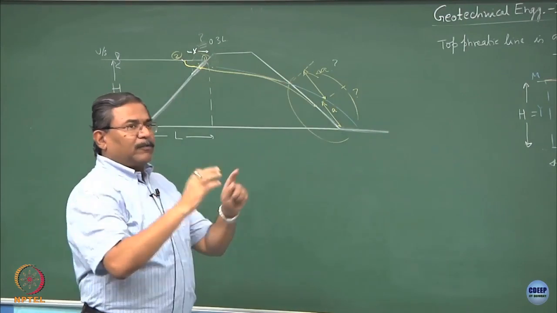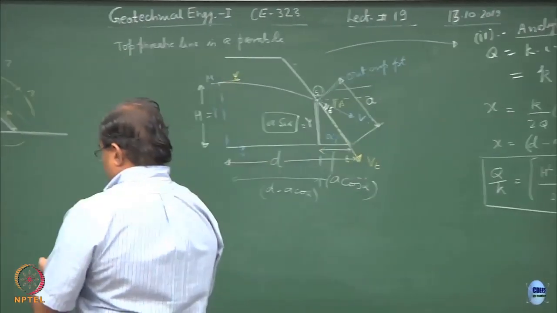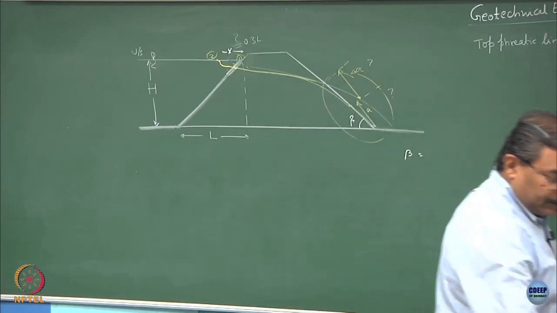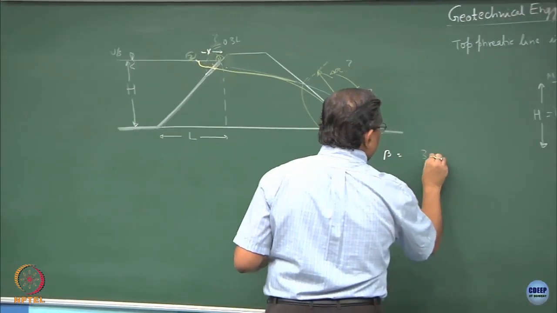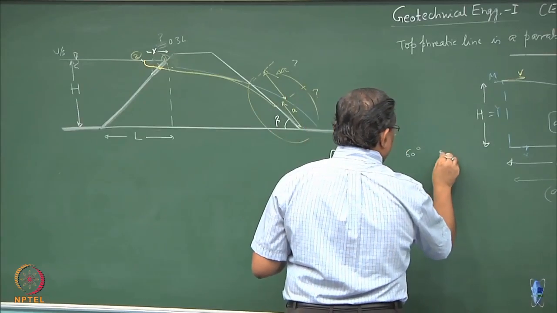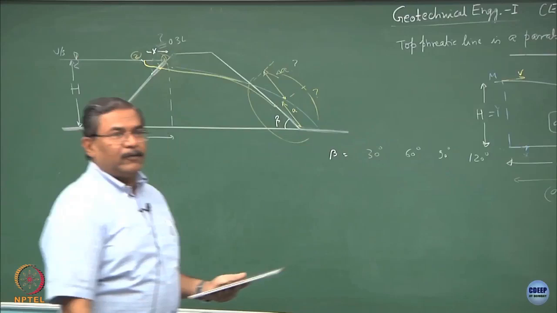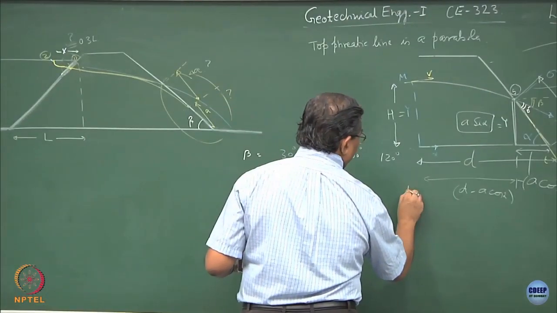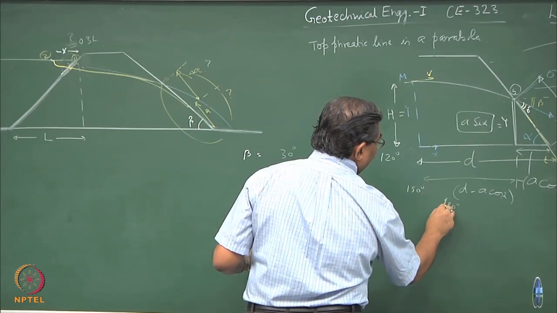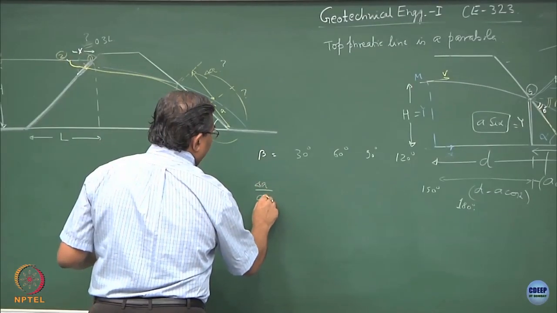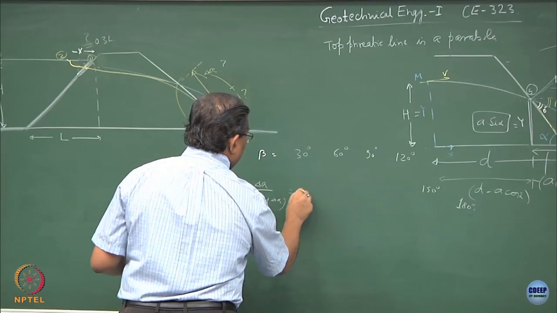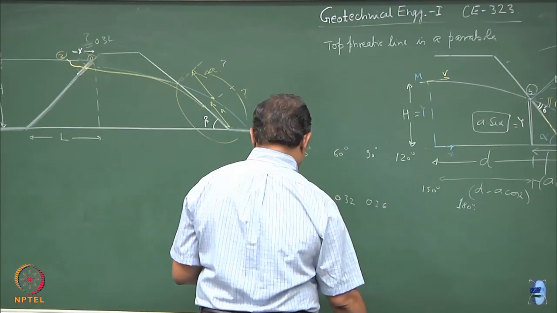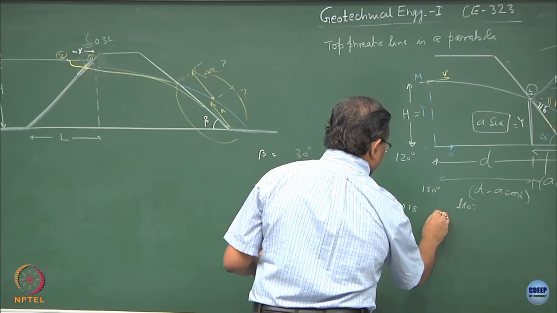So, what people have done is they have come out with design charts. And in design charts, if beta is known, where beta is the downstream slope angle, if this is 30 degree, 60 degree, 90 degree, 120 degree, is it possible? 120 degree? It is possible. We will discuss such cases. 150 degree, 180 degree. The value of delta A upon A plus delta A is 0.36, 0.32, 0.26, 0.18, 0.10 and 0.